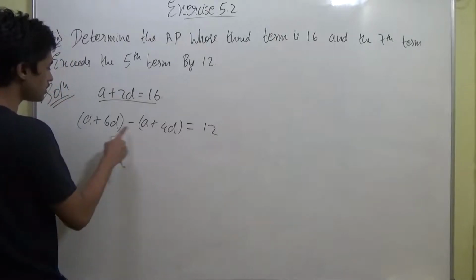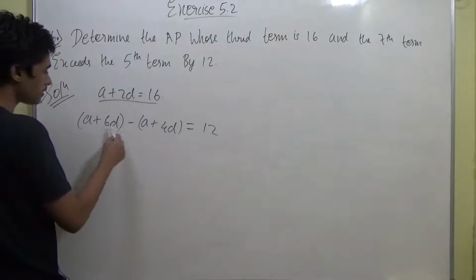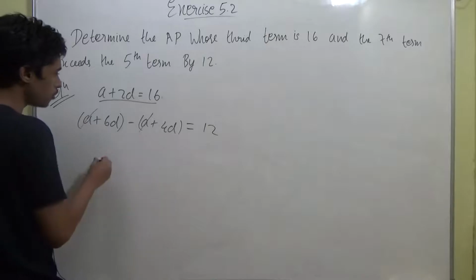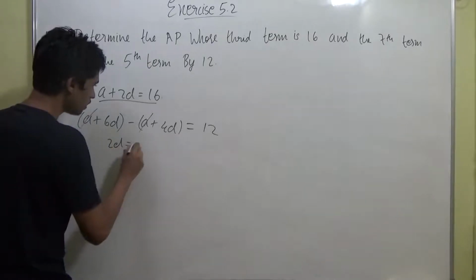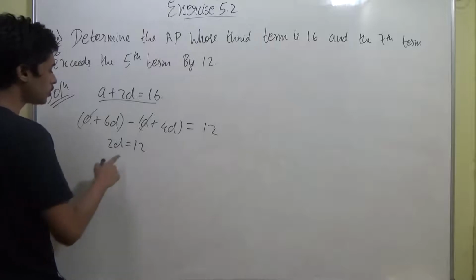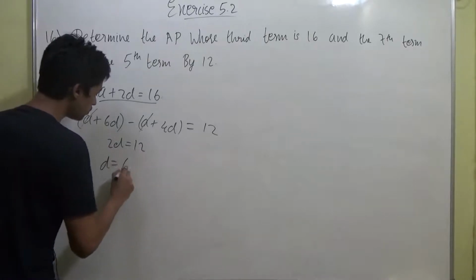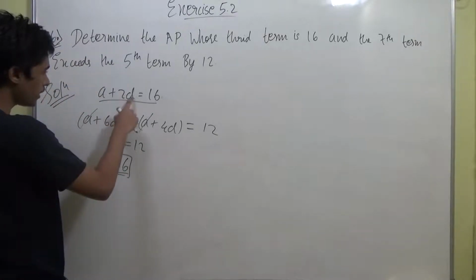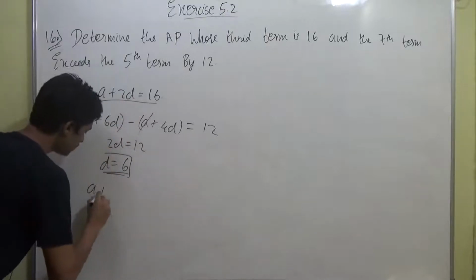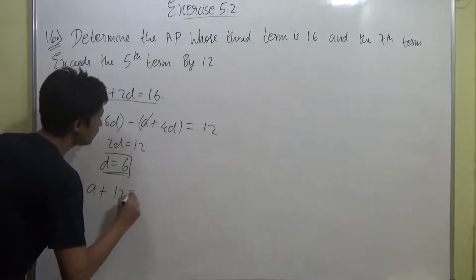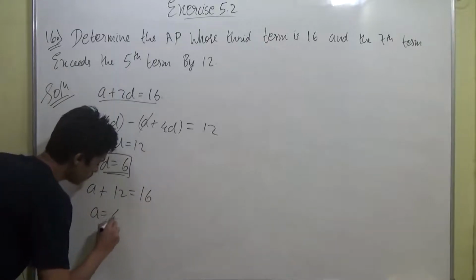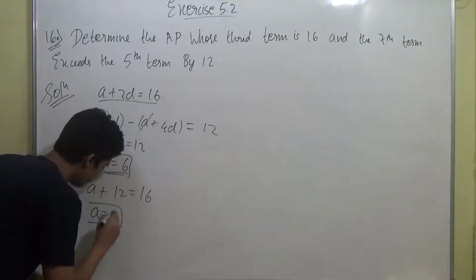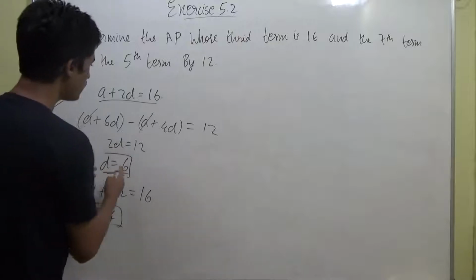So now if we do this arithmetic, guys, this plus a will get cancelled with minus a, and 6d minus 4d leaves 2d equal to 12. Getting it, guys? So d will become equal to 12 by 2, which is 6. Done. Now if you put the value of d here, a plus 2 into d, 2 into 6 is 12, equal to 16. Here a will end up becoming equal to 4. Here you have d, here you have a.